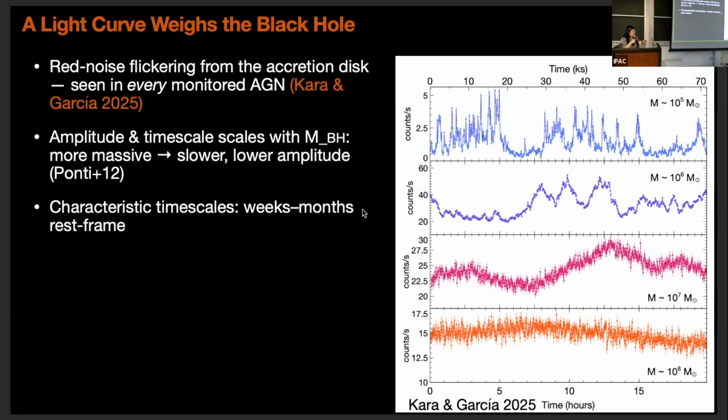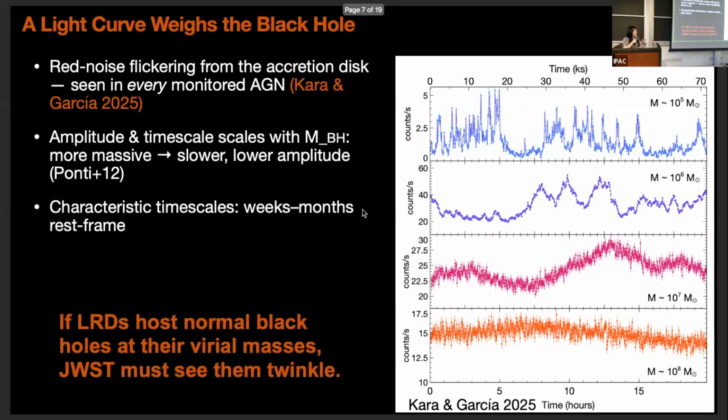Here you can see light curves of black holes ranging from 10 to the 5 to 10 to the 8 solar masses. By measuring the variability of the black hole, you can get an estimate of its black hole mass. And the characteristic timescale of such black holes ranges from weeks to months in the rest frame. This gives us a very clear prediction: if the LRD is actually the accreting AGN that we are familiar with, we must be able to see the twinkle.